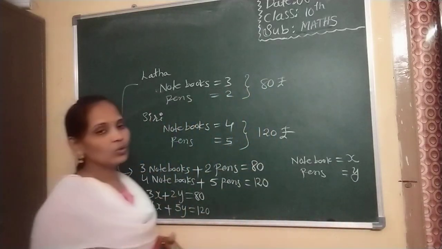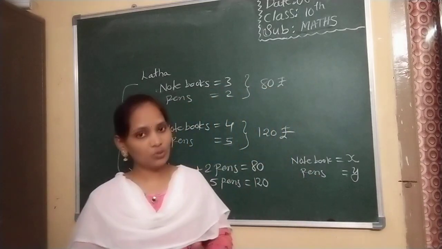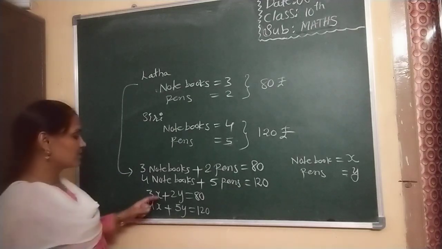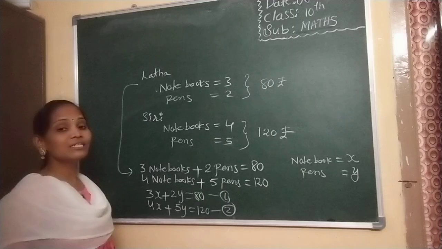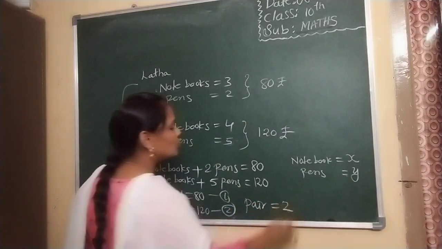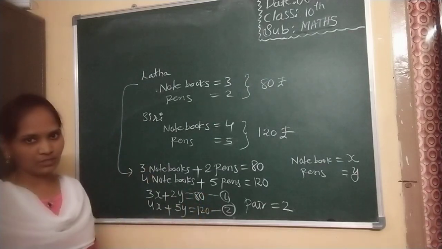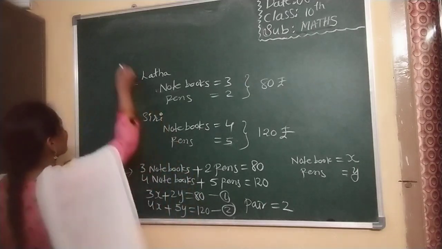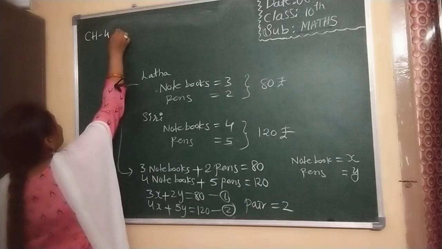Now in this video I am going to introduce the pair of linear equations in 2 variables. Why am I calling it a pair of linear equations? Because here we have equation 1 and equation 2. Pair means 2 equations. That is Chapter number 4.